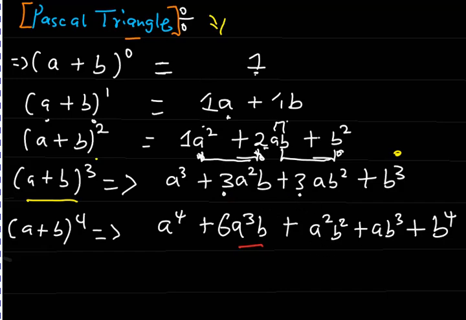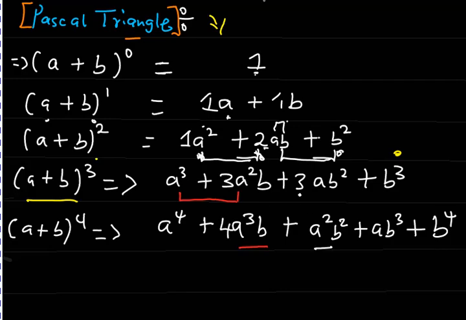Now the coefficient of this one here is going to be the sum of... oh please pardon me, I didn't start that well. You always start from the beginning, always from the beginning. The coefficient of A cube B is going to be the sum of the coefficient of these two terms. That is 1 plus 3, which is 4. Okay, please do it correctly.